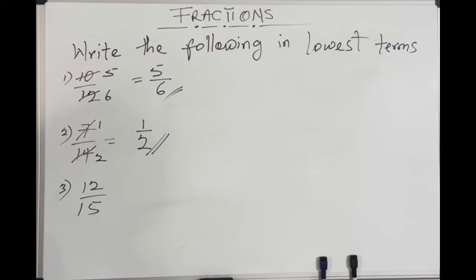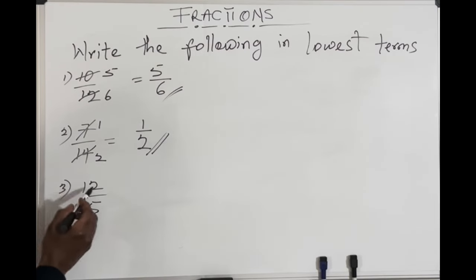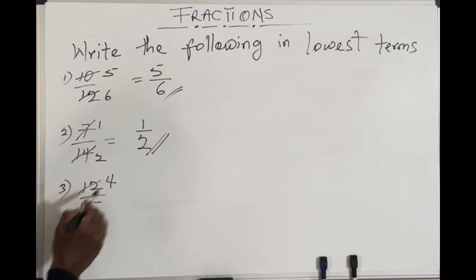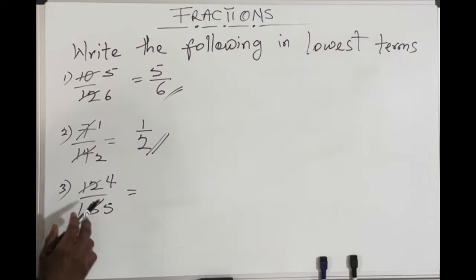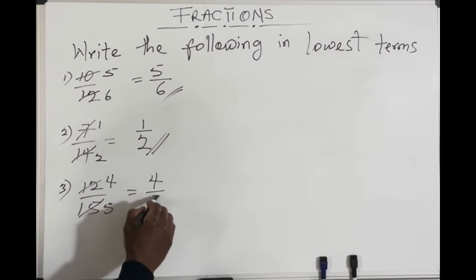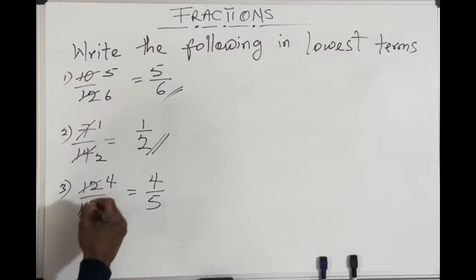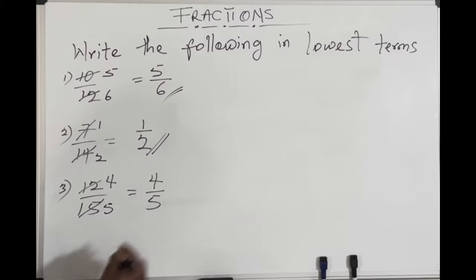And then let's move on to the last question. 2 can go through 12, but not 15. So let's see, 3. 3 goes into 12 how many times? 4. It goes into 15 how many times? 5. So the final answer is 4 over 5, because it cannot be further simplified.